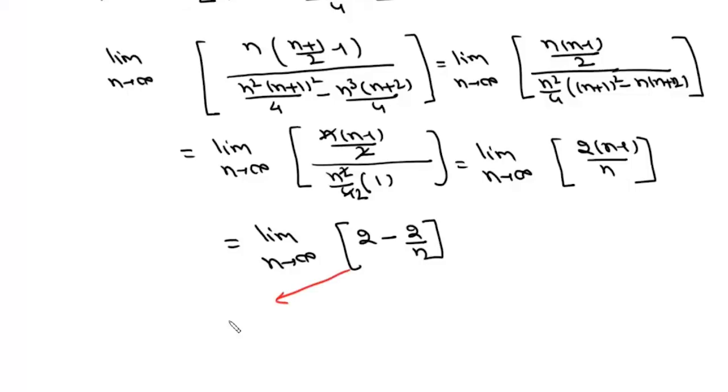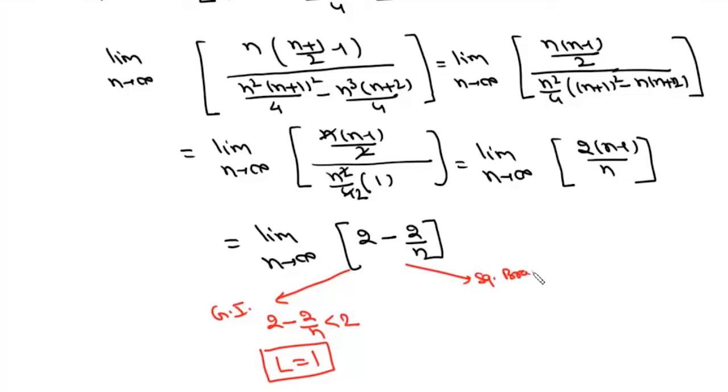Now if we consider this bracket as greatest integer function, then we know that 2 minus 2 by n is less than 2. In that case, the value of this limit will be 1. And if we consider them as simple square brackets, then this limit will be simply 2 minus 0, and then it will be 2. In some of the books, you'll find this answer as L equals 2. But in the question, since they have mentioned that this box represents the greatest integer function, so I think the answer to this question should be L equals 1.